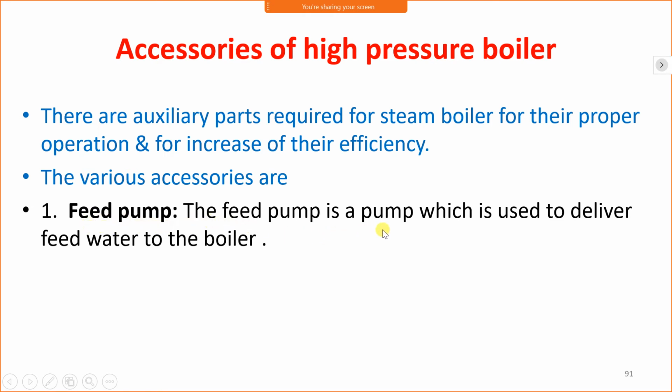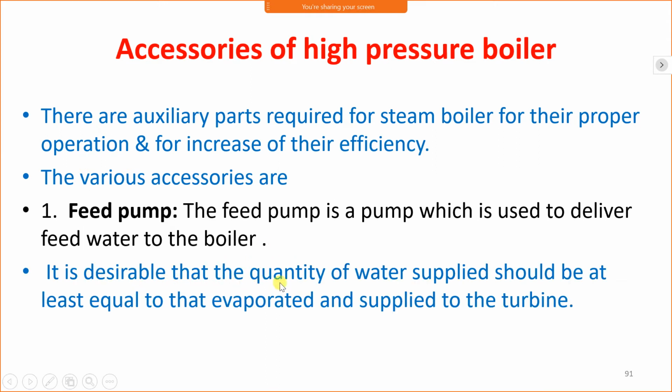The feed pump is a pump which is used to deliver the feed water to the boiler. Generally, this is used in water tube boilers. In fire tube boilers, most of the time we don't use a feed pump because it is a natural circulation boiler. Babcock and Wilcox is a water tube boiler, and it is a natural circulation boiler, so we don't use a feed pump. Feed pump is used where forced circulation is required for high steam generation.